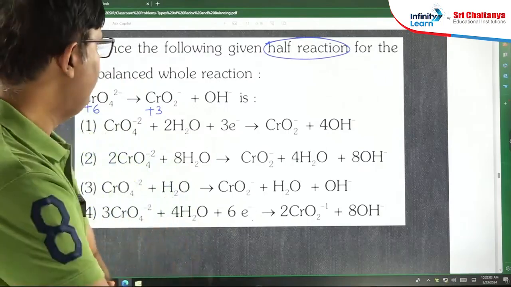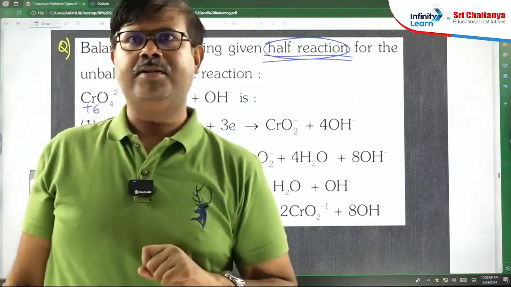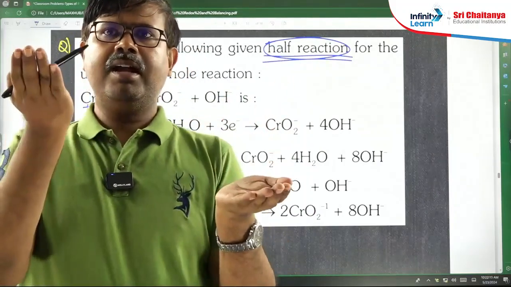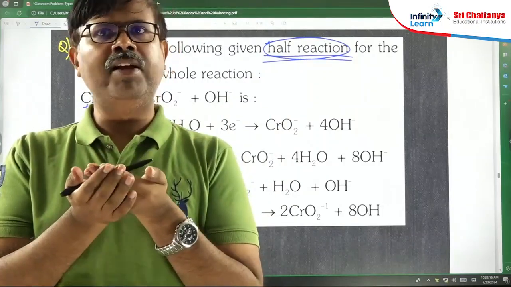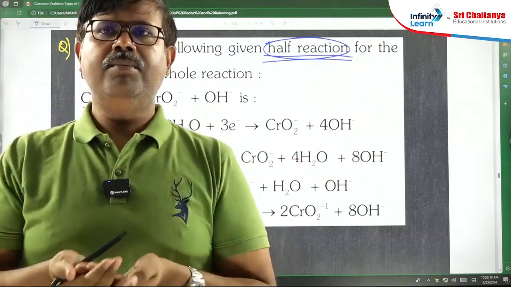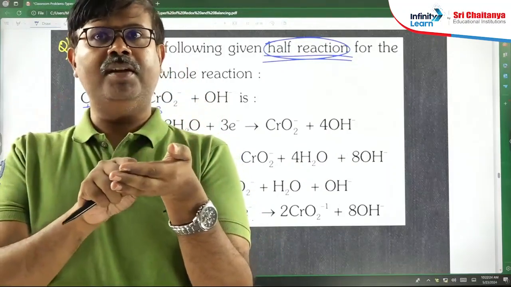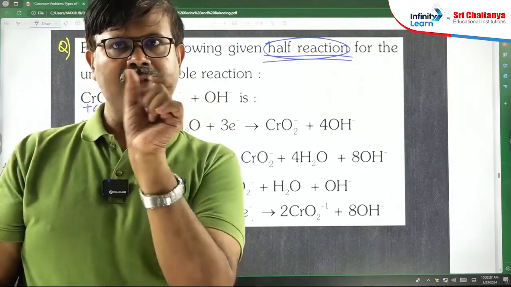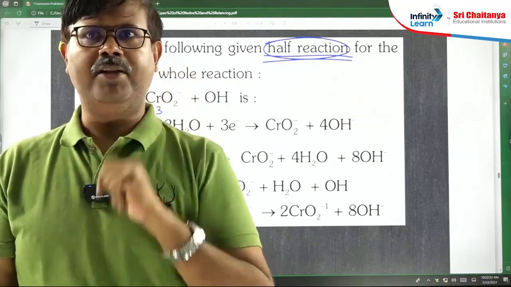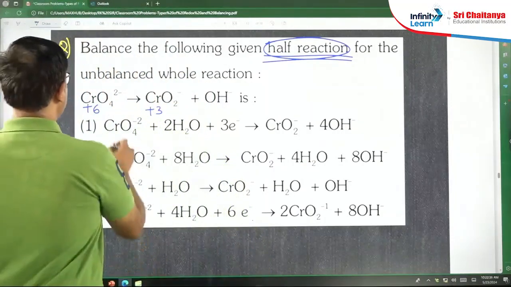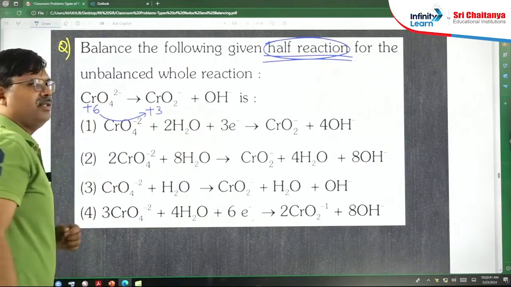Now see, when you are balancing half reactions, we have to balance with electrons, because in the full reaction the electrons involved in oxidation and reduction get cancelled. That's why we don't see any electrons in the full reaction. But when only a half reaction is given, electrons must be there in the equation. Whatever the change in oxidation state is, the corresponding electrons must be there when you write a half equation. So what is the change happening here? Only one chromium is involved, and the change is 3.